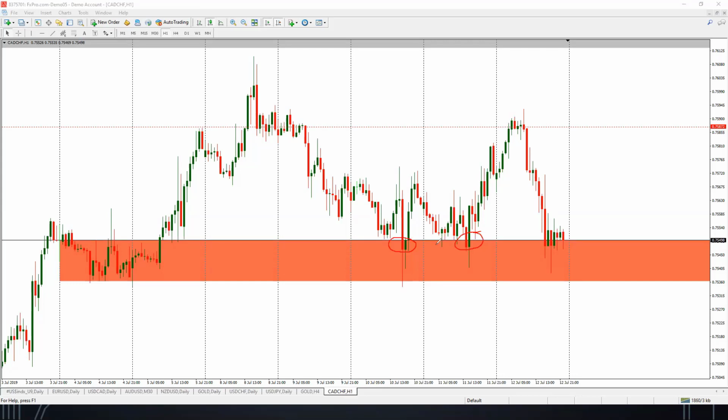Now the moment it starts hanging around here, probably it's also because it's a Friday, you see? Liquidity is now low. It's already almost 10 o'clock. Liquidity is now very low. That's why you get to see this. But come Monday, it's going to be interesting to see the price action.